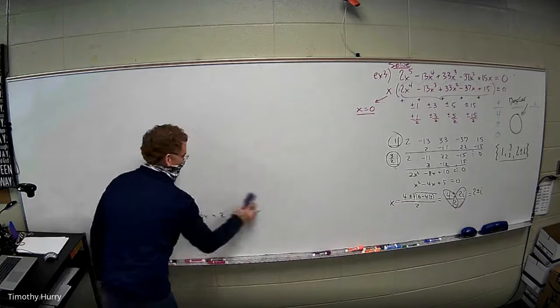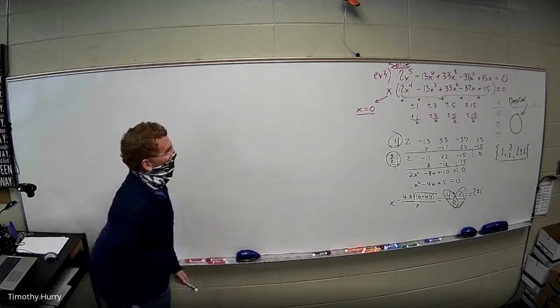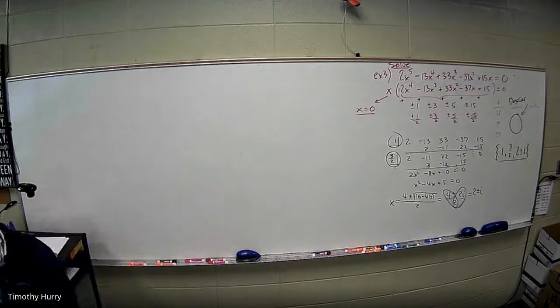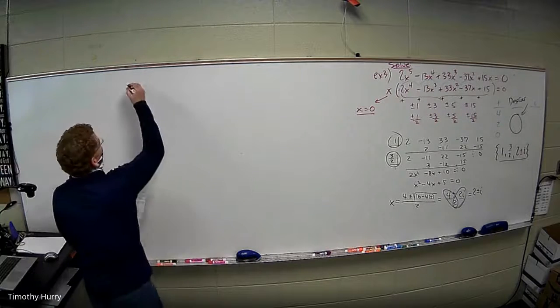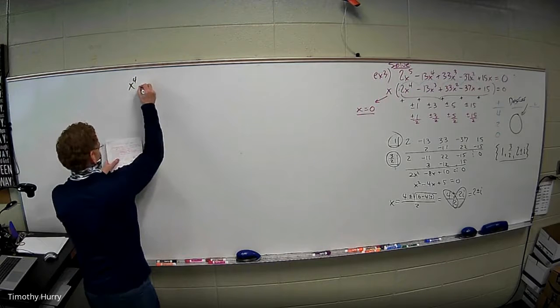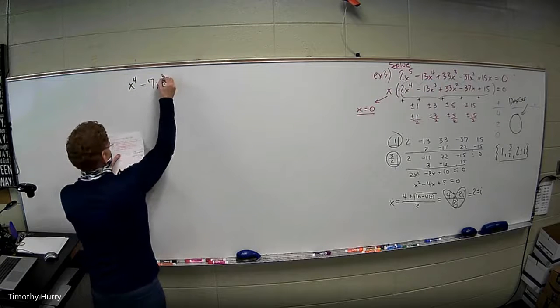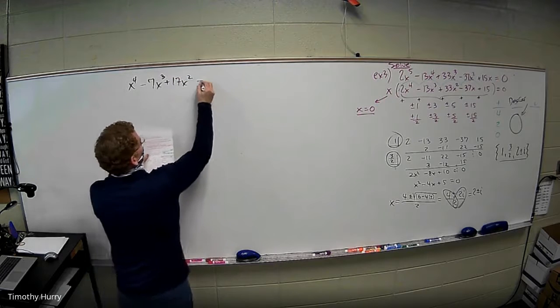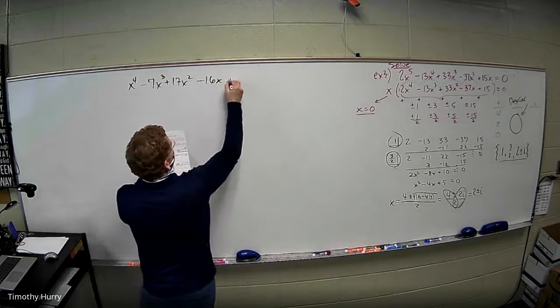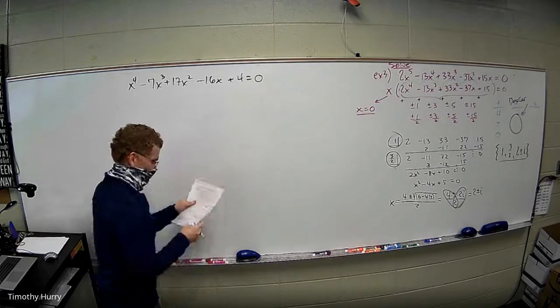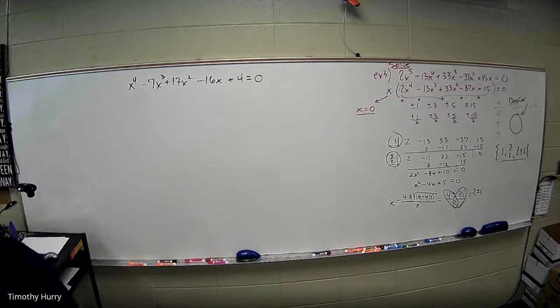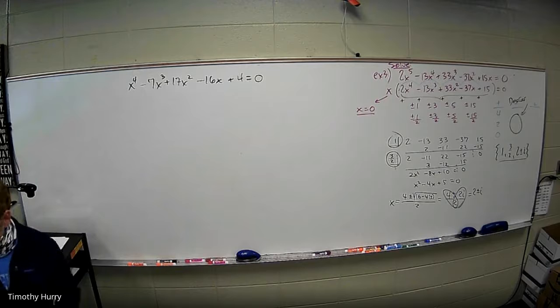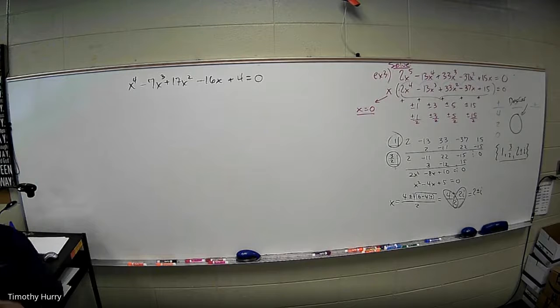All right, what about this? And this is the last little tricky one I want to show you. Okay, x to the 4th minus 7x cubed, 17x squared, minus 16x plus 4 equals 0. Oh, wait, alternating signs. What does that tell me? No negative. They're alternating signs. That's 4 positives.